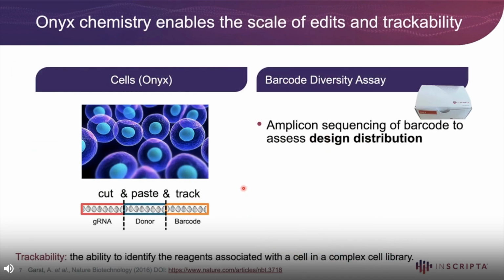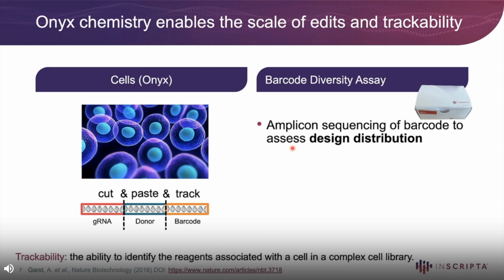The Onyx chemistry is what really enables the scale of having this many edits in your population, and also the trackability of all of your different designs. Shown here on the left is the Onyx chemistry. You have the guide RNA, the donor DNA, as well as the barcode all connected as one piece. This barcode allows for the trackability, and we define trackability as the ability to identify the reagents associated with a cell in a complex cell library.